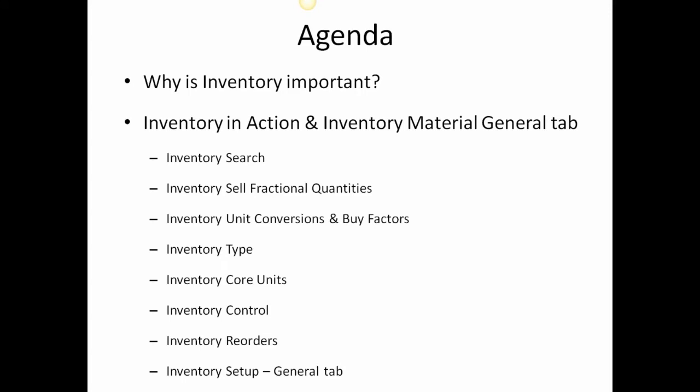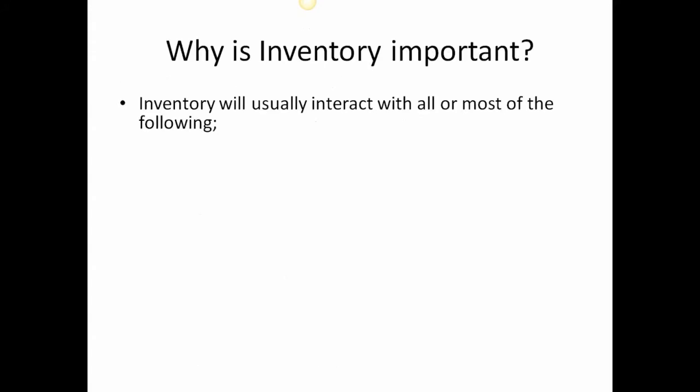We're also going to talk about inventory in action, meaning we're going to show you how it interacts. And of course, we're going to work off the General tab. We're going to talk about inventory searches, fractional quantities, unit conversion and buy factors, inventory types, inventory core units, inventory control, and reorders. Again, all of this is going to come from the Setup tab on the inventory record itself.